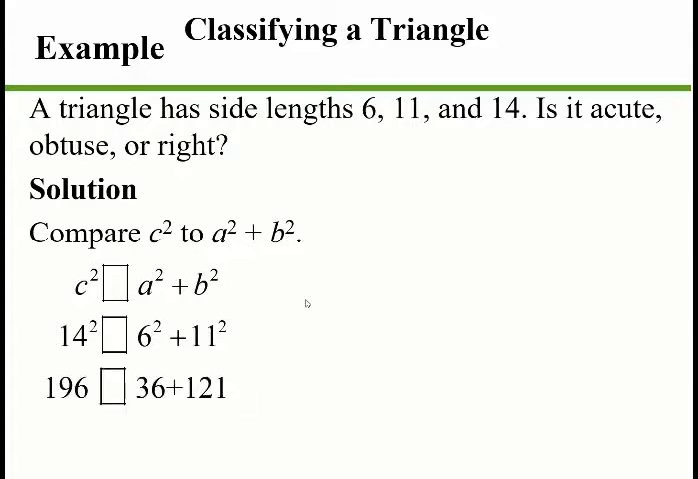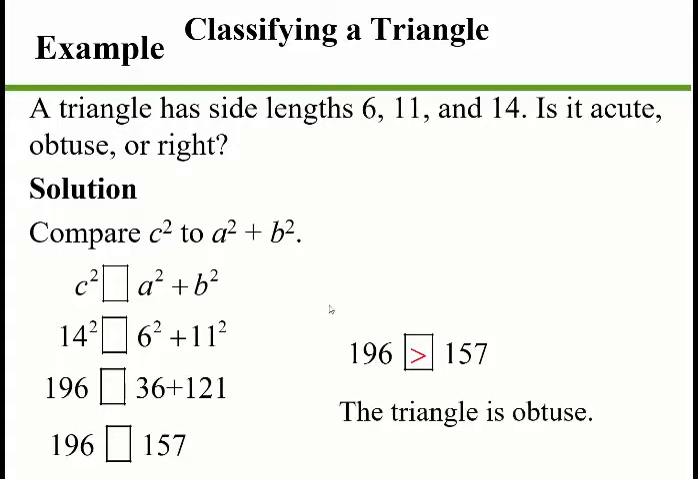When you square all those values, you get the following. Now, when you add 36 to 121, you get 157. So we see that c squared here, 196, is greater than 157. If c squared is greater than the sum of these squares, then we can say the triangle is an obtuse triangle.